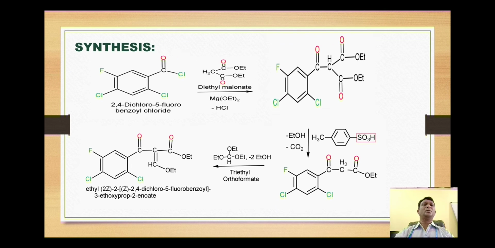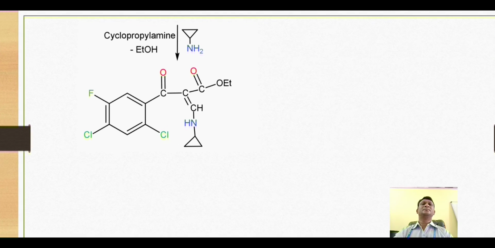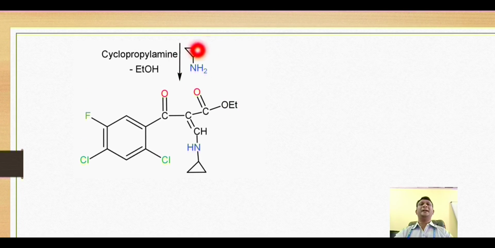So this compound is then reacted with another important compound. In this case it is cyclopropyl amine. So hydrogen of this amino and one of the OEt ethoxy groups of the previous derivative will be removed out from here, and there is attachment of this cyclopropyl amino group on this carbon.